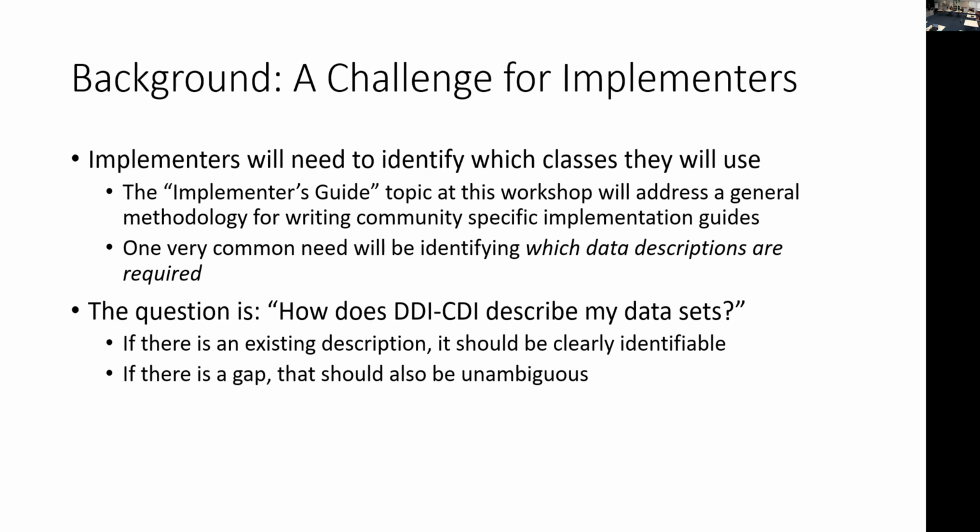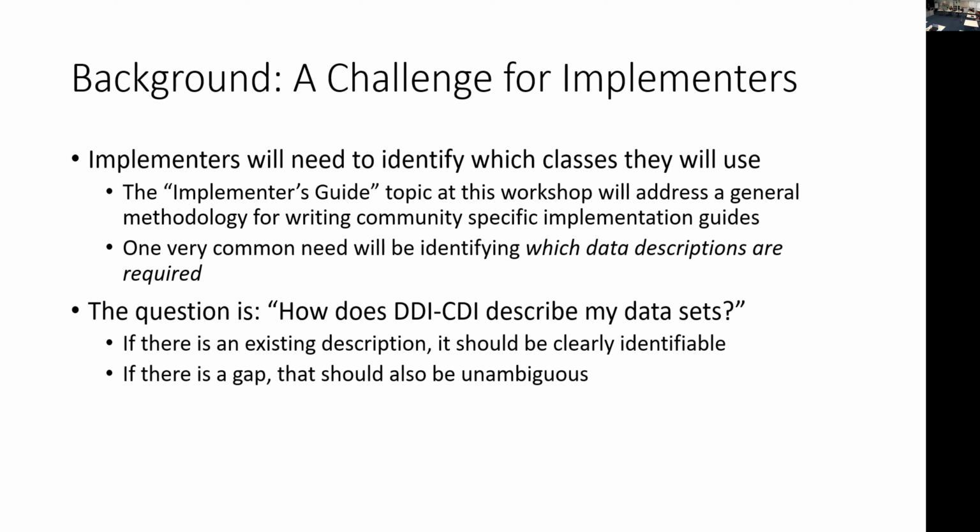Implementers need, among other things, to figure out which classes in the model they're going to use. The implementer's guide is looking at that broadly, as we discussed this morning. This topic is looking at that with a very narrow focus, which is to say, when we're describing data, how do we know which classes to use? How do we know which are appropriate for use based on the types of data structures and data sets available in the model? Or are we dealing with something that isn't covered or isn't covered sufficiently? Basically, how does DDI-CDI describe the data sets that my community is using?